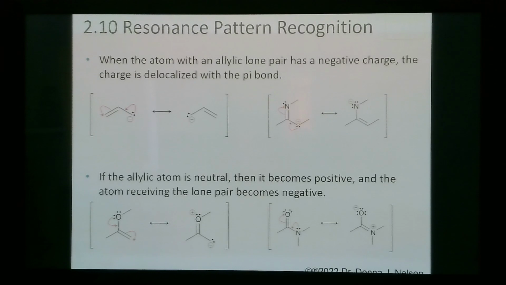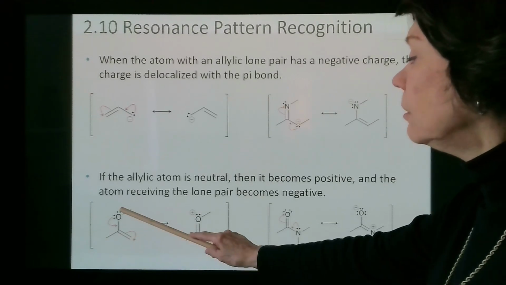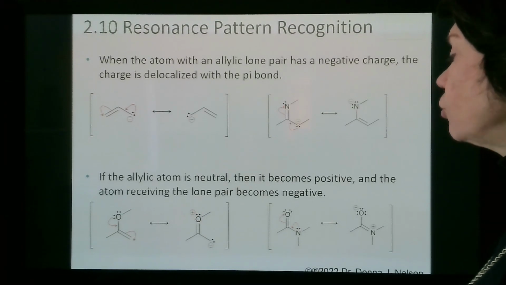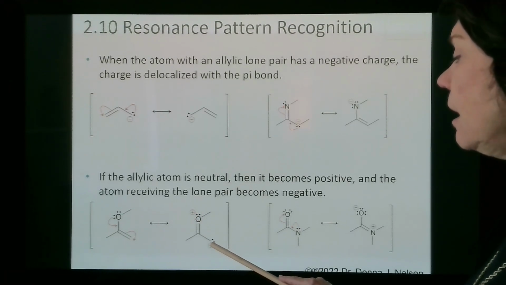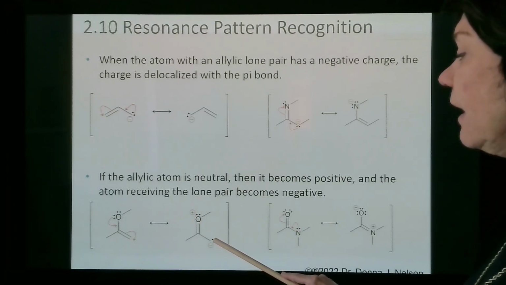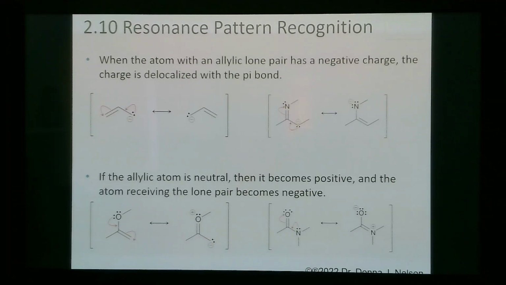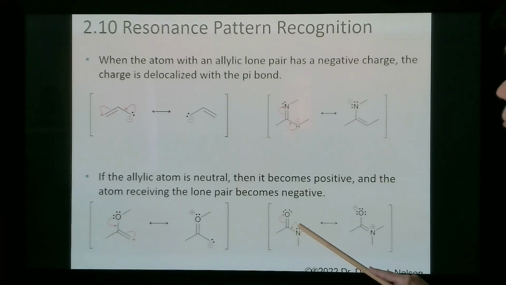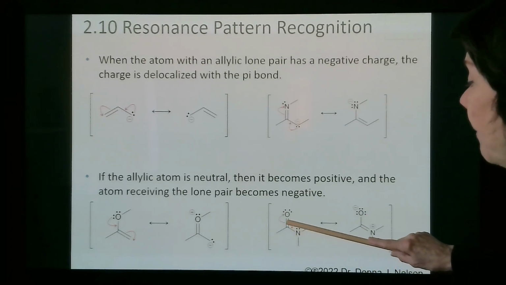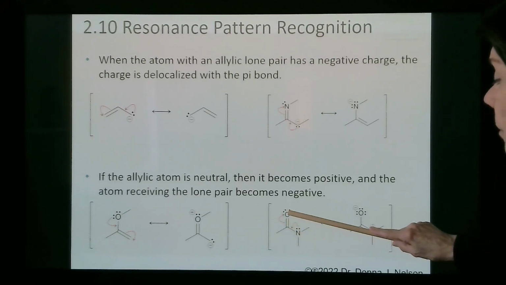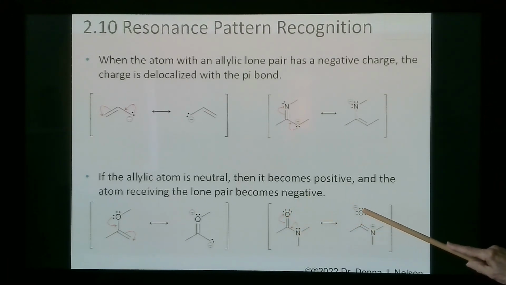If the allylic atom is neutral and it donates a pair of electrons, then it bears a positive charge. And the atom receiving the pi bond electrons becomes negatively charged. So here, the nitrogen lone pair is being donated. Nitrogen becomes positively charged. The pair of electrons in the pi bond between carbon and oxygen moves out onto oxygen. So this oxygen becomes negatively charged.